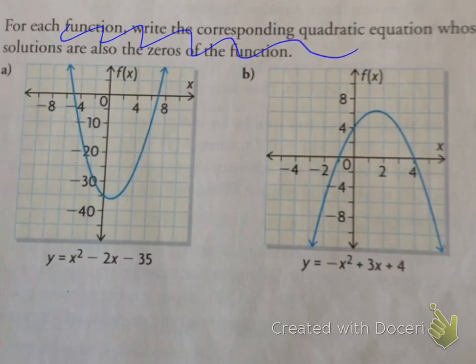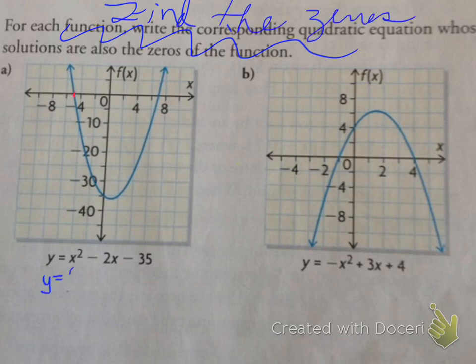Okay, next question. It says find the zeros. All you're doing is finding the zeros. Now, we can factor this equation, or we can look on the parabola and find the zeros right here and here. So let's practice first by looking at the parabola. We can see that here it looks like it's going to be -5 based on the scale, and +7 based on this scale. Let's check by factoring.